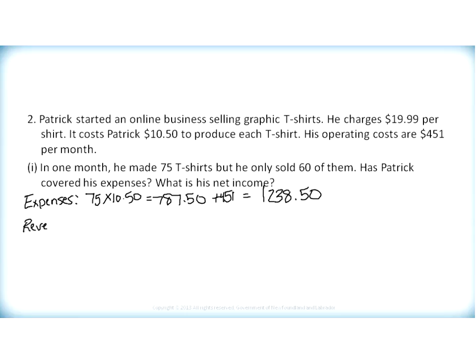Okay, now we're going to look at his revenue. He charges $19.99 per t-shirt, and he sells 60 that month. So he sells 60 t-shirts at $19.99 each. So that works out to $1,199.40.